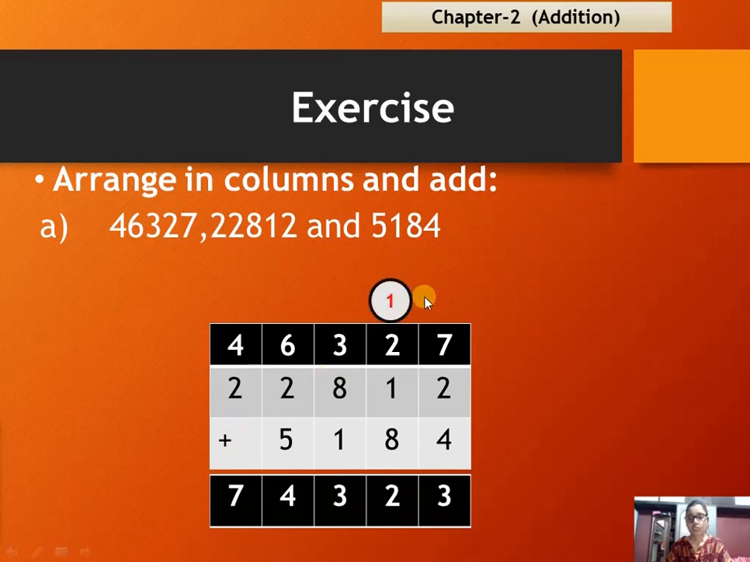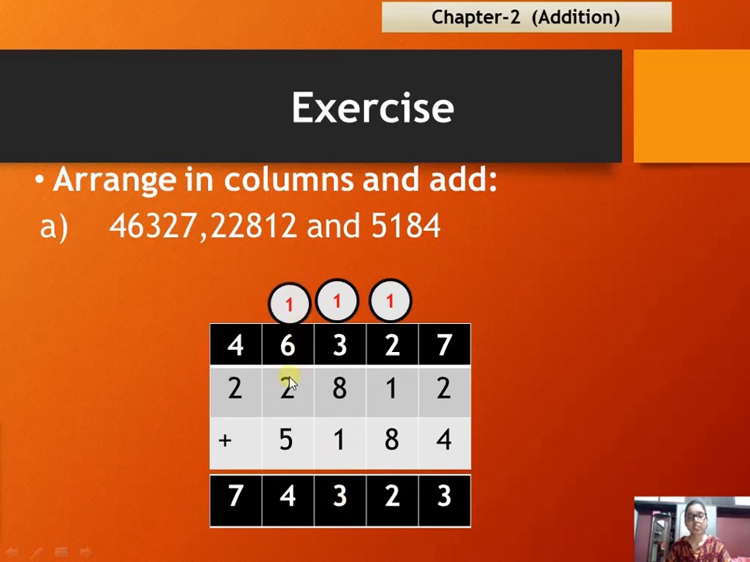Now add these numbers. 7 plus 2 is equals to 9 and 9 plus 4 is equals to 13. So we will write here 3 and carry over 1 to the next place. 2 plus 1 is 3 and 3 plus 8 is 11. 11 plus 1 is equals to 12. So write here 2 and carry over 1 to the next place. 3 plus 8 is 11, 11 plus 1 is 12 and 12 plus 1 is 13. So write here 3 and carry over 1 to the next place.